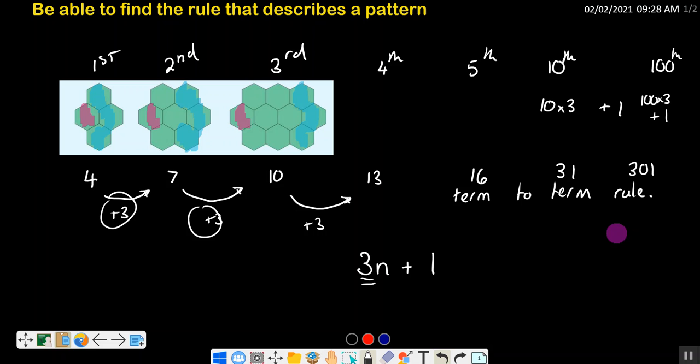So what does the 3n mean, Jackson? And what does it mean in this sense, the 3n? Yeah, which one you want, yeah. So if I want the 50th term, I'm saying that n is the 50, and I've got 50 lots of 3 plus the 1. Make sense? Right. Why have I written 3n and not n3, do you think?